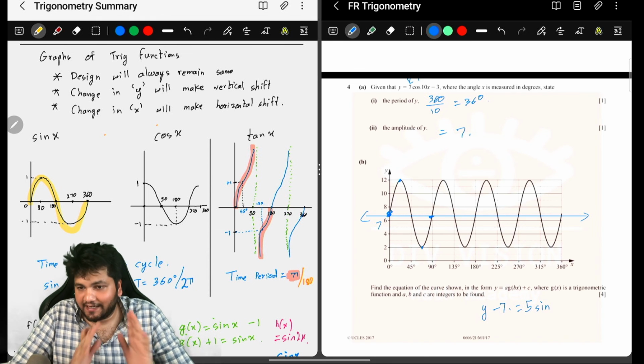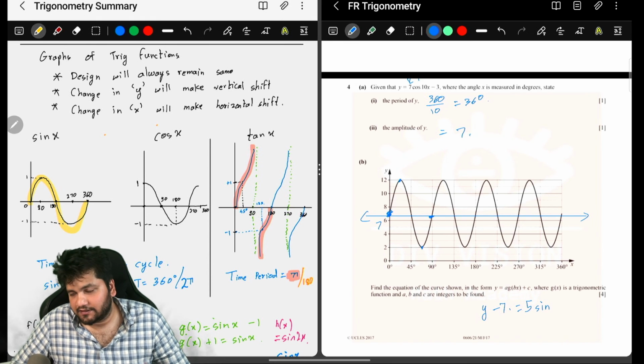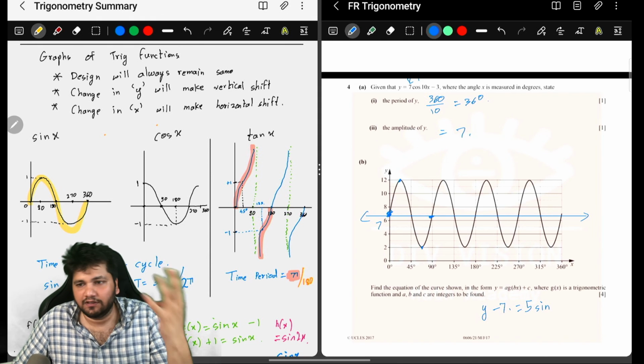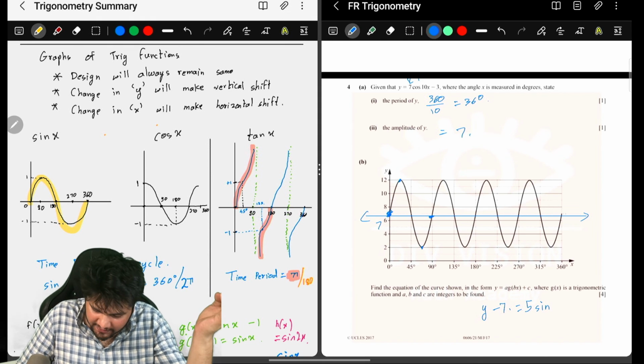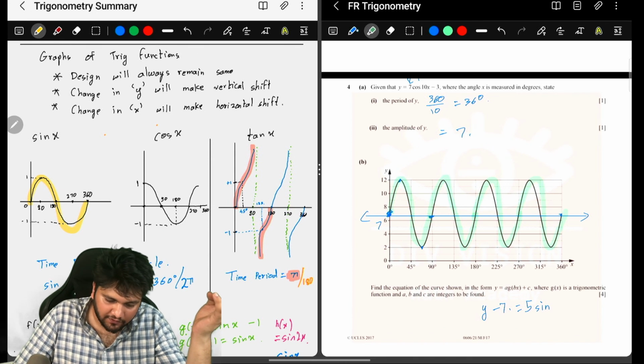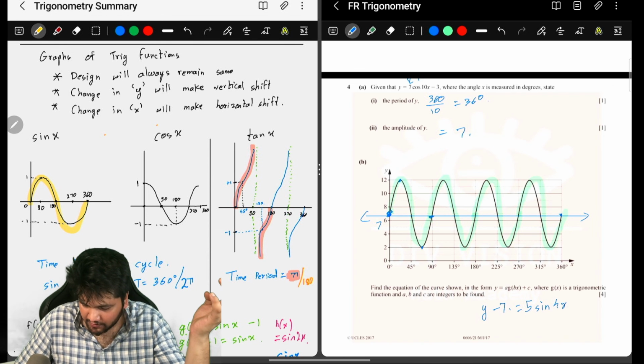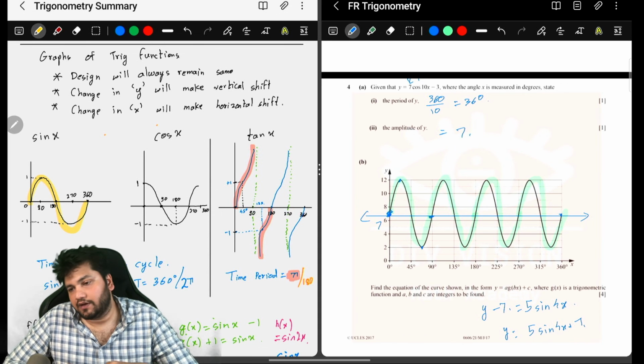See, in 90 degrees it is covering that thing. Generally it takes 360 degrees. So of course between this 360 degrees, how many cycles is it taking? As you can see, 1, 2, 3 and 4. Therefore it has to be a fast graph, that's why 4x. So as you can see, the graph is going to be y is equal to 5 sin 4x plus 7. That's all you have in trigonometry.